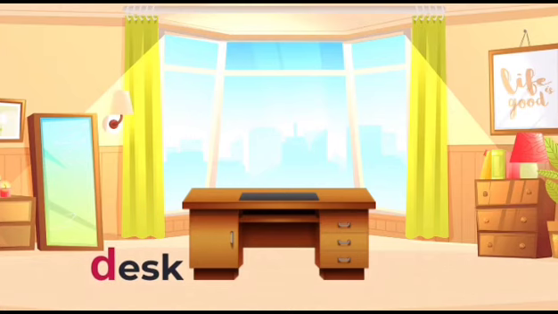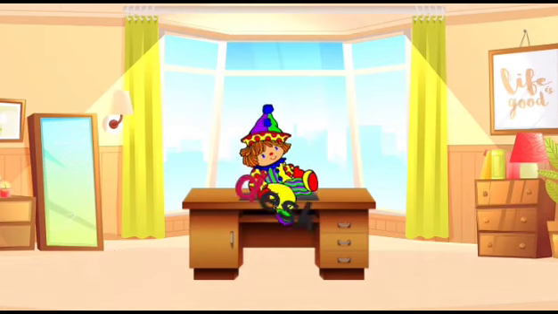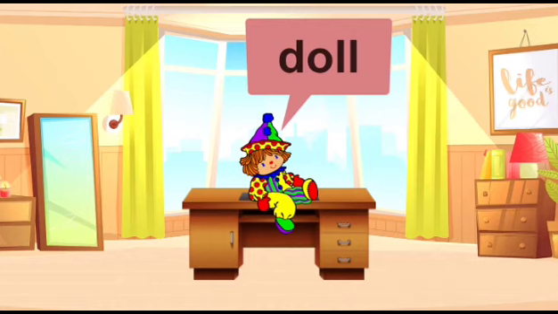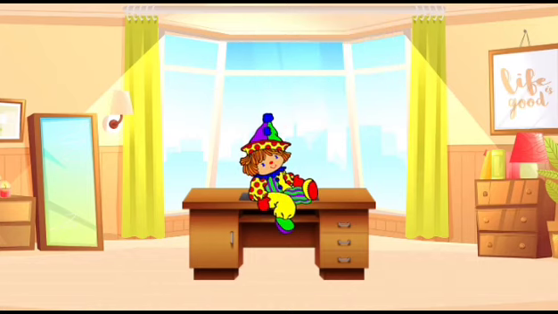Can you see this desk? D, desk. What is on the desk? Yes, a doll. This is a doll. D, doll. Let's write letter D.